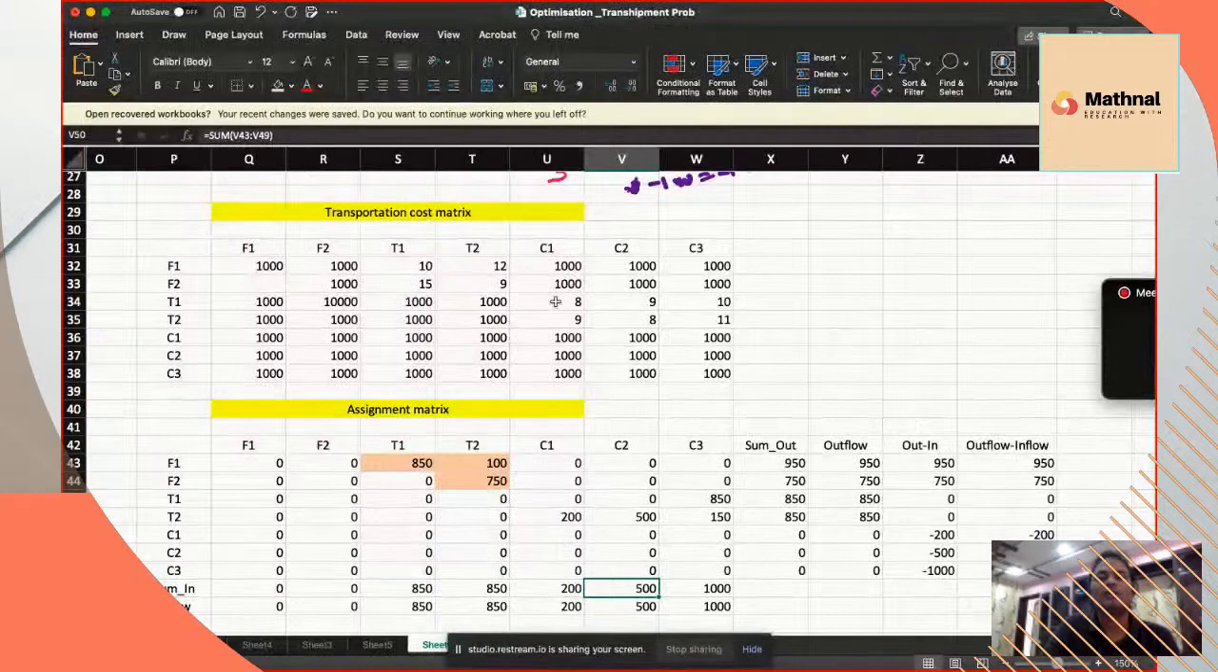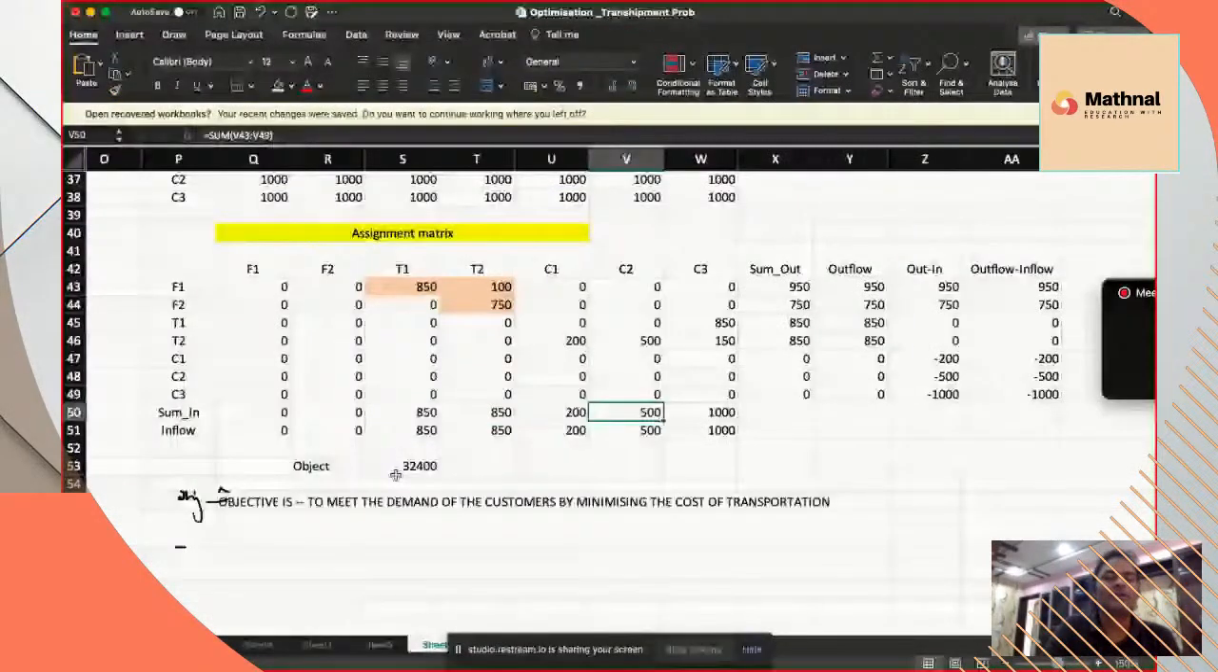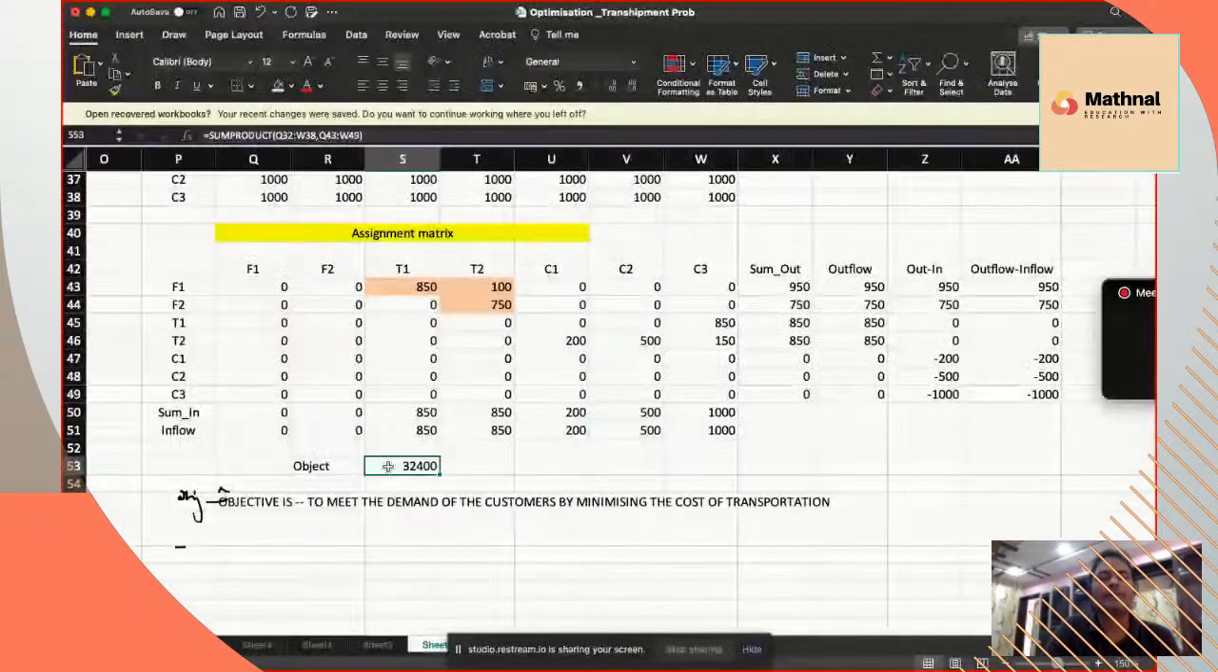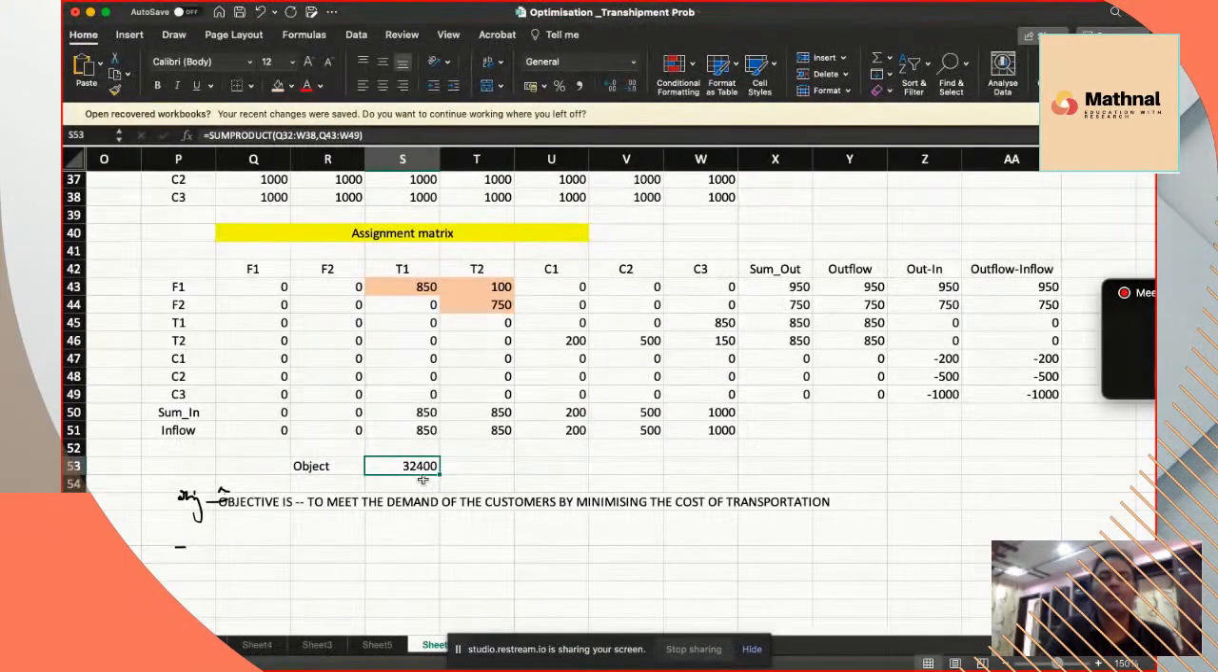This is what it is, and the objective is to get the minimized cost. The minimized cost is 32,400 US dollars.